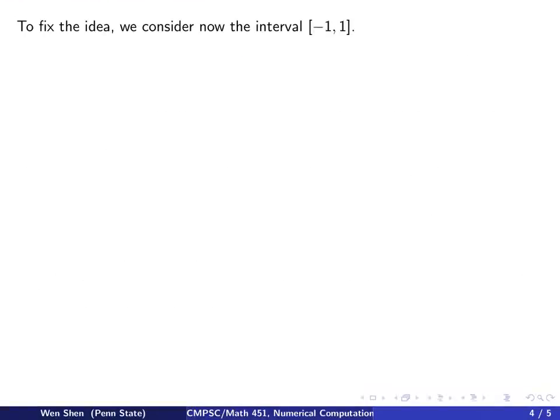Let's see how this idea can be carried out by considering an interval from -1 to 1. Later on, we'll see how to extend this to any interval from a to b. We'll start with the simplest case, n equals 1, which means we'll have 2 nodes, denoted x0 and x1, and 2 weights, a0 and a1, to be determined.